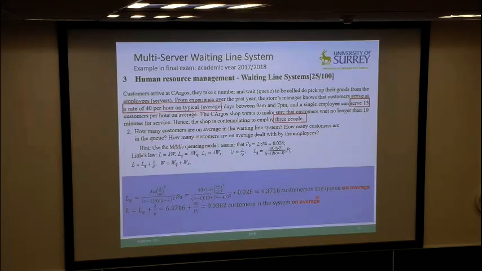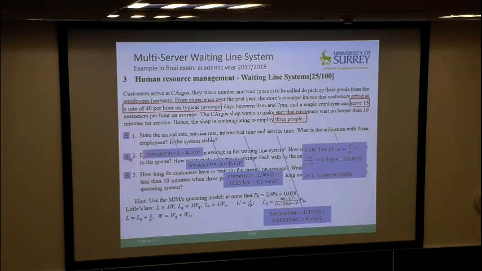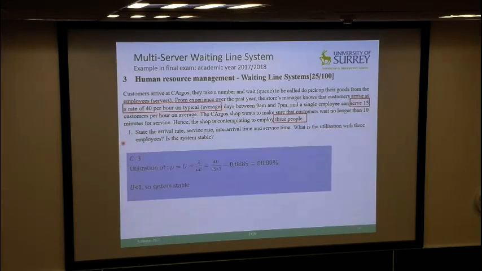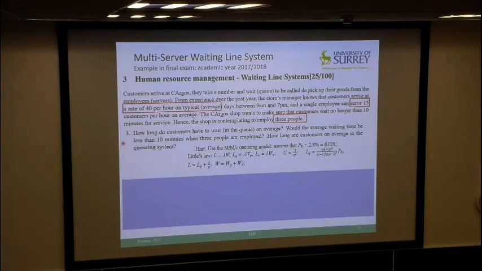Okay, if you have L and LQ, you can immediately calculate LS, which is how many customers are in service on average. That's basically the second question. If you go back, you can see the second question has 8 marks and the first one has 9 marks, so it's pretty simple to get 17 marks immediately. Now let's move on to the last question.